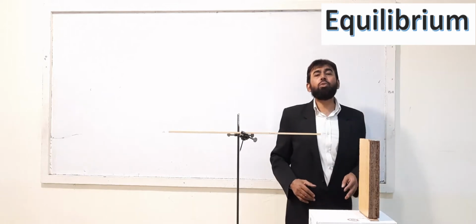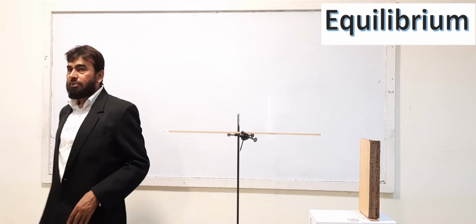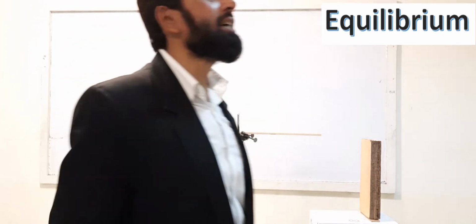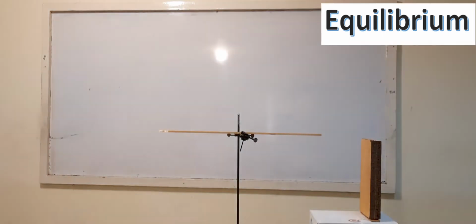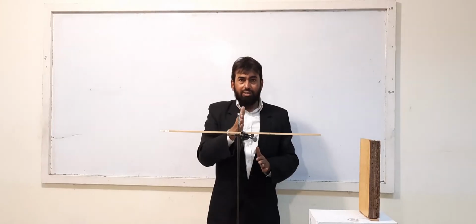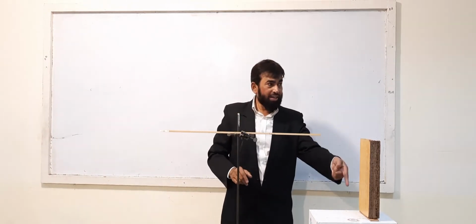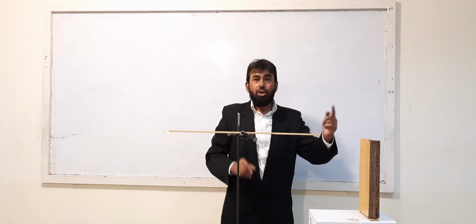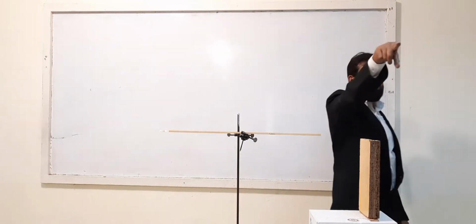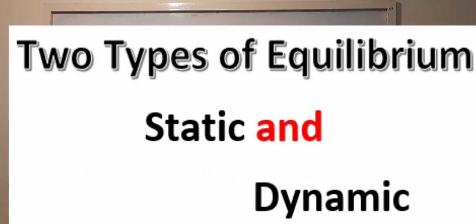A body is in equilibrium when the sum of all the forces acting on it is 0. It means whatever the force is, the resulting force on the body is 0. Here both the weight and the normal reaction are cancelling each other. Here also weight and normal reaction are cancelling each other. So both are in the state of equilibrium.